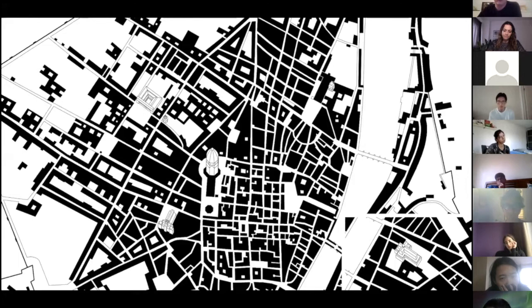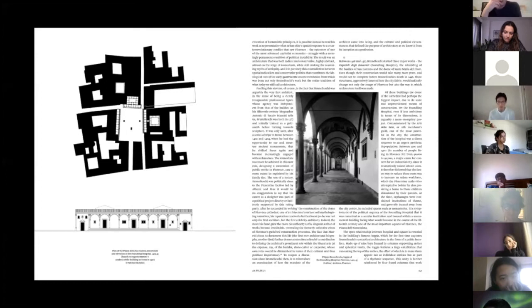From here, Pier Vittorio and I also tried to develop a series of drawings which could convey the state at which Brunelleschi's buildings were by the time of their completion. So this is, for instance, on the left, a drawing of Brunelleschi's Foundling Hospital in the year 1427, based on a reconstruction by an Italian historian.